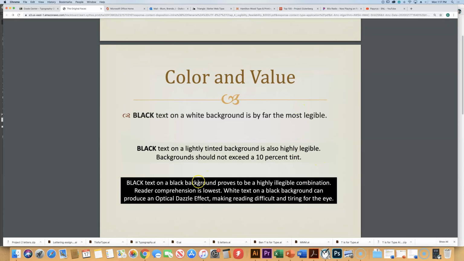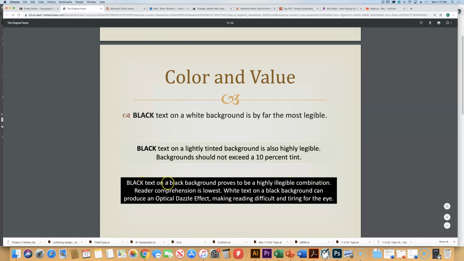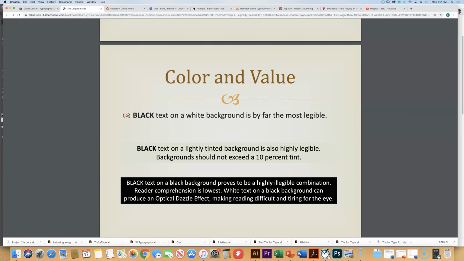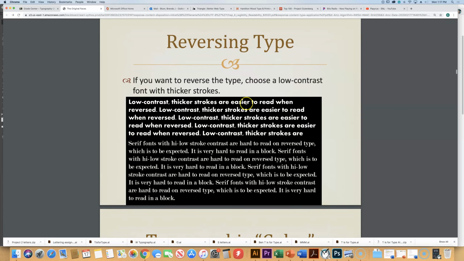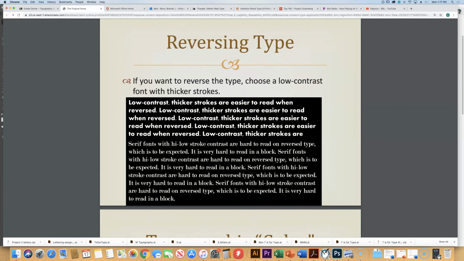Black text on a black background proves to be highly illegible. You think? Black on black is not written correctly, but you know what I mean. White on black is the best way that you can reverse out if you have to. If you did a grayscale on black, it's going to be very hard to read, not enough contrast. When we do white on black, we sometimes get that optical dazzle. You don't see it on the screen, but on a printed sheet of paper, it almost looks like there's glowing around the edges of the white to the black, and it's not good. So if you do want to reverse out your type, choose a low contrast font with thick strokes. So there's not a lot of thick and thins.